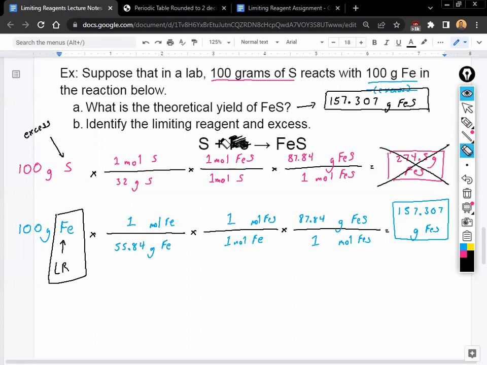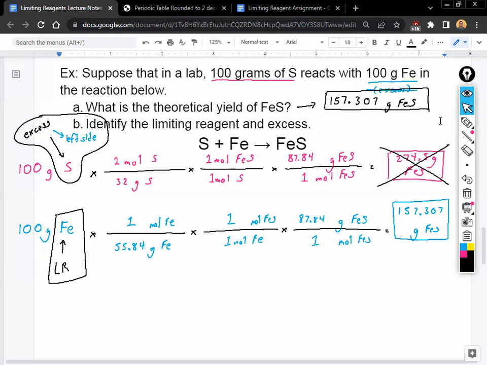Okay, so if you guys notice, the excess is on the left side as well. So your excess should also be on the left side of the arrow. So if you want to jot that down somewhere, you can. Excess will always be on the left side of the arrow. So limiting reagent is on the left side. Excess is also on the left side.